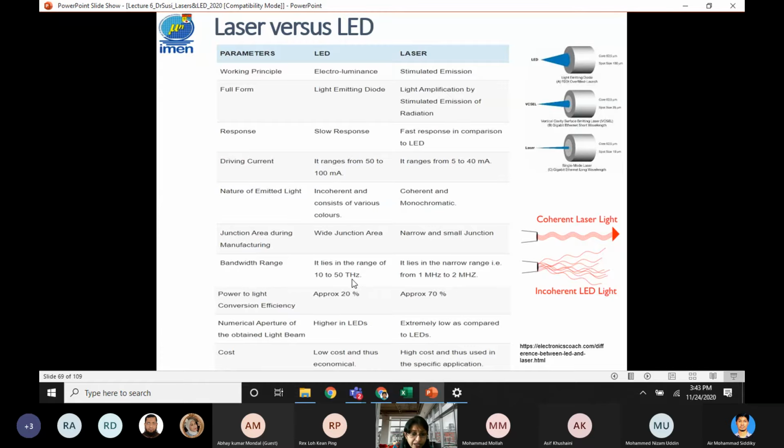Bandwidth: the bandwidth for LED is in the terahertz, but for laser it's in a narrow range, megahertz to 2 megahertz. The efficiency is only about 20%, but for laser it can go up to 70%. That's why it's used in telecommunications. The numerical aperture, which is how big the light beam is, is higher in LED, so it can cover a wider area, and for laser it is extremely low. The cost for LED is very low, so it's economical, but for laser it's high cost. That's why it's used in specific applications. So, just a comparison between laser and LED.